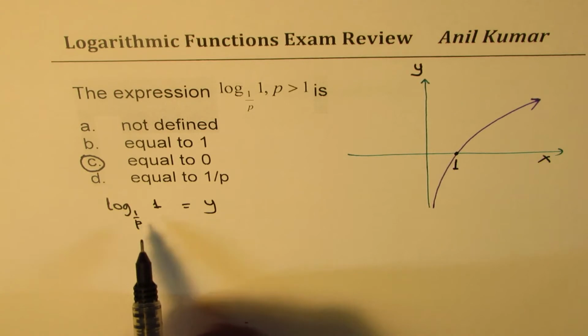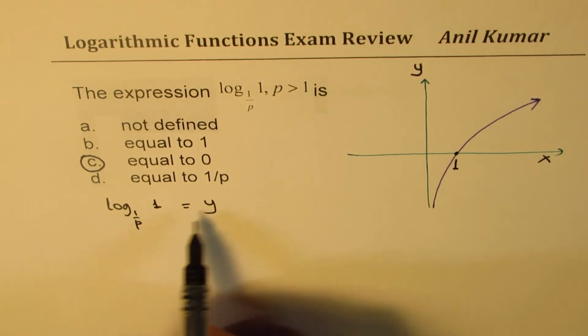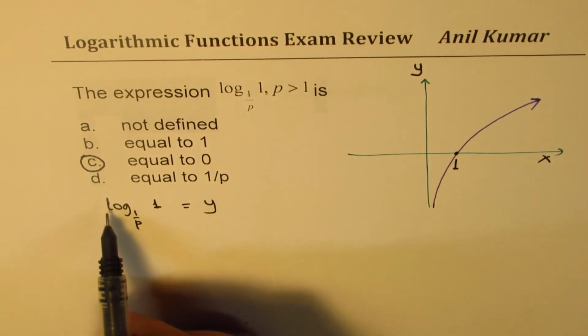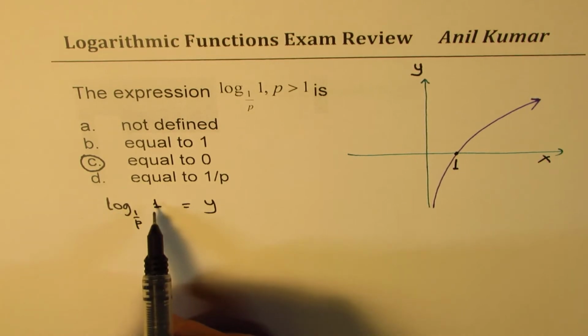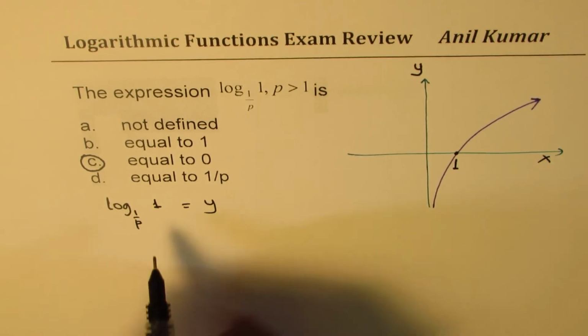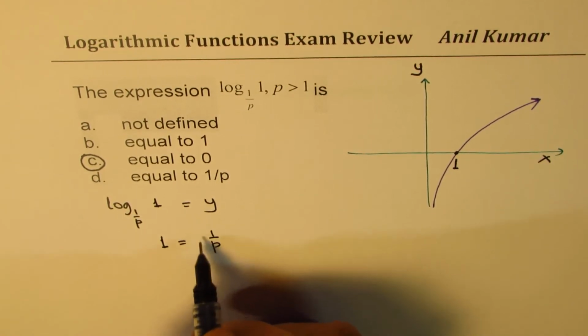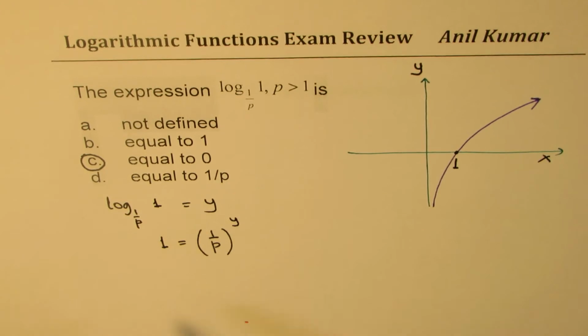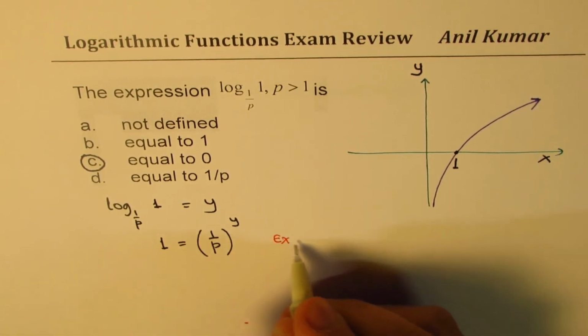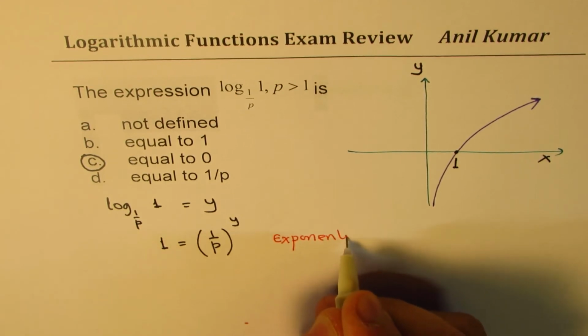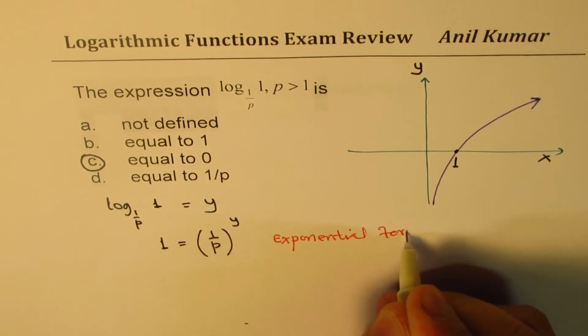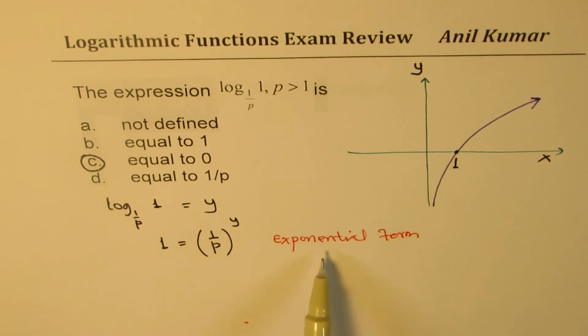Now we will get into solving equations algebraically. So when I write log to the base of something is y, I'm trying to say that that something, 1 over p, is equal to 1 over p to the power of y. Do you see that? So that is the exponential form. This is called the exponential equivalent form. As you know, logarithmic form is the inverse of exponential form, so these two are equivalent statements or equations.